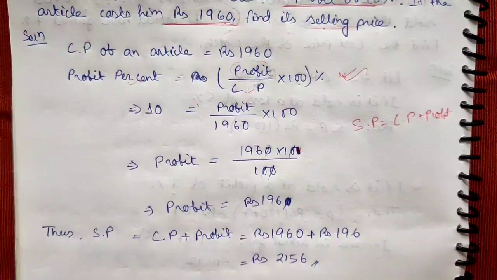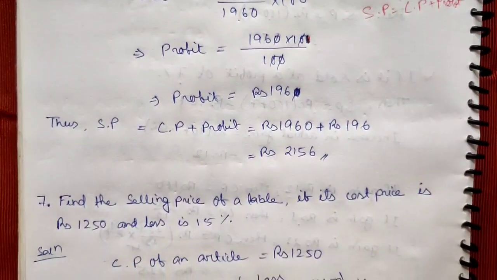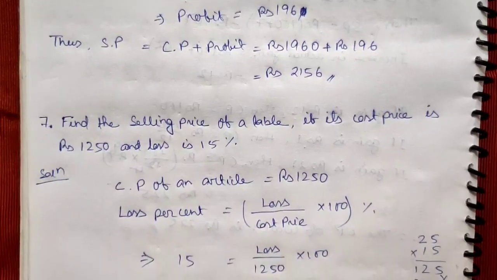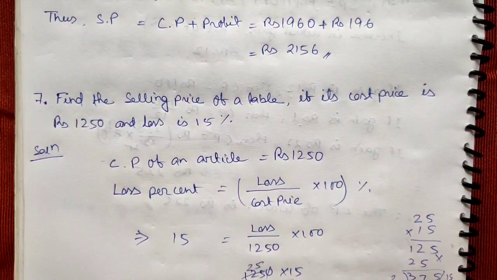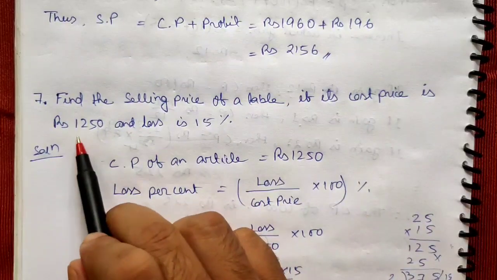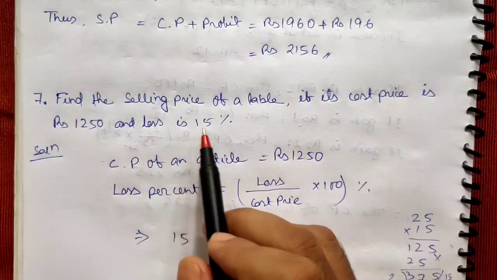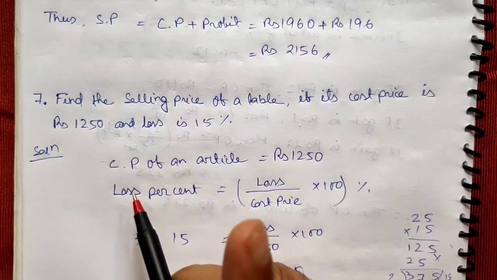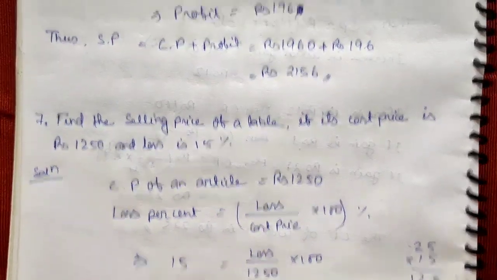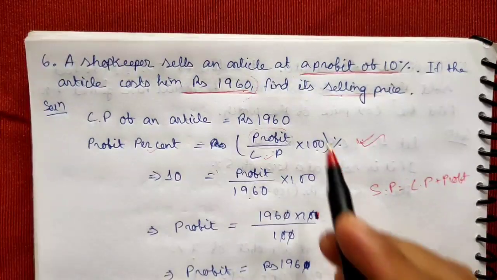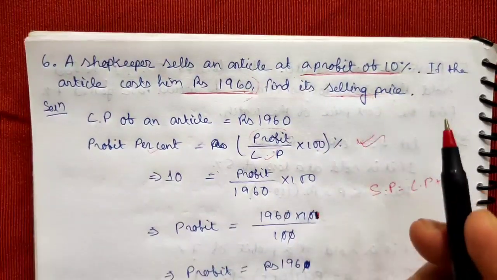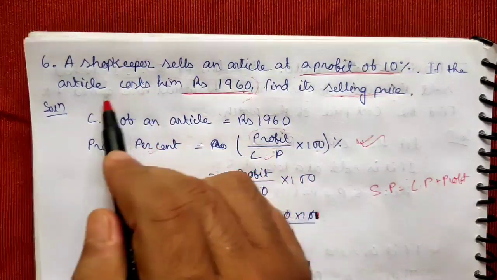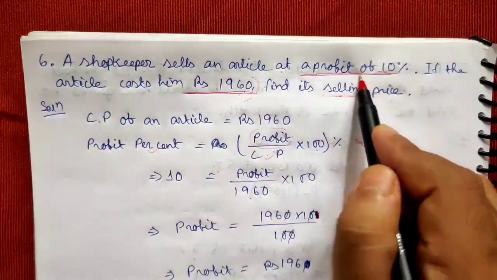So, now let us move to our next question, that is question number 7. Find the selling price of a table if its cost price is rupees 1250 and loss is 15%. In the earlier case also we found the selling price, isn't it? Here also we have to find the selling price. In this also cost price is given and loss is given. But in this case, what happens?